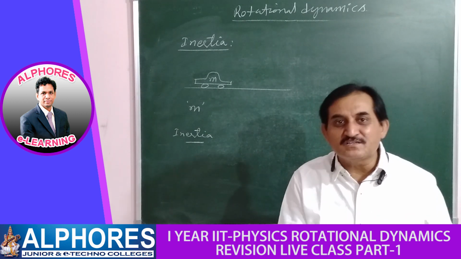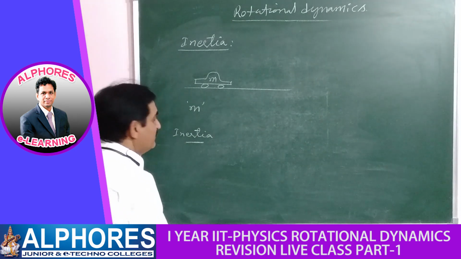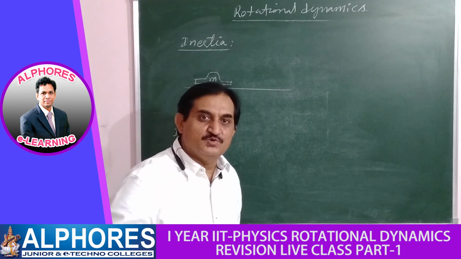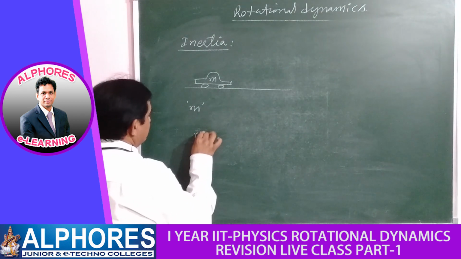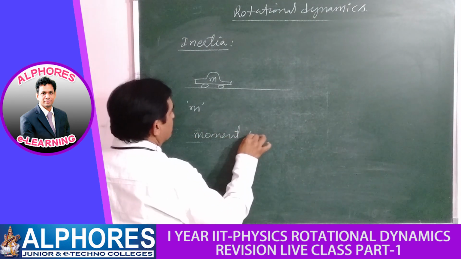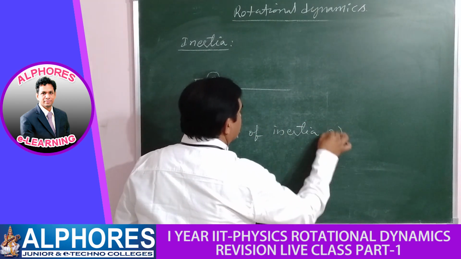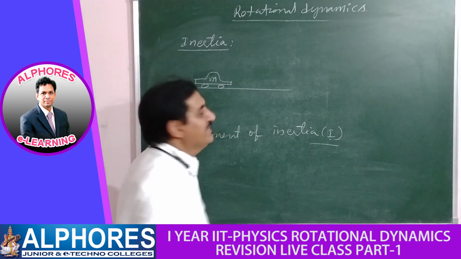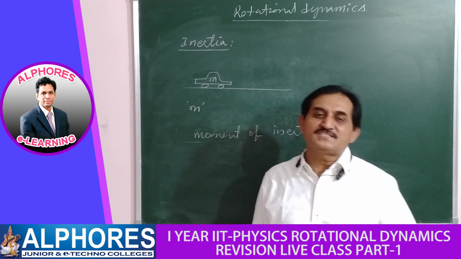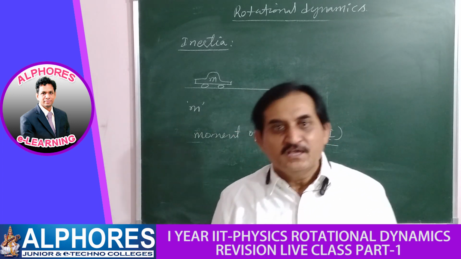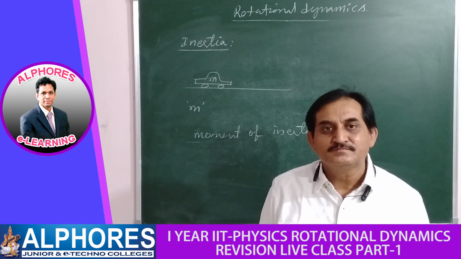How can you measure the inertia of a body which is in rotational motion? For that, we use a quantity which is known as moment of inertia, which is represented by I. So, very clear: a body which is in translational motion has inertia, and a body in rotational motion also possesses inertia.